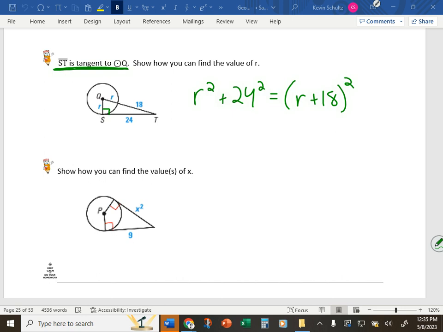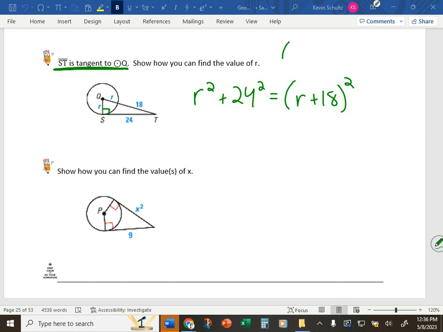And what's the proper way to simplify the right side of this expression here? R squared plus 18 squared. Wouldn't that be swell if it was? If you think back to last year, multiplying two binomials, it is mathematically illegal to distribute an exponent into parentheses when you have addition or subtraction.